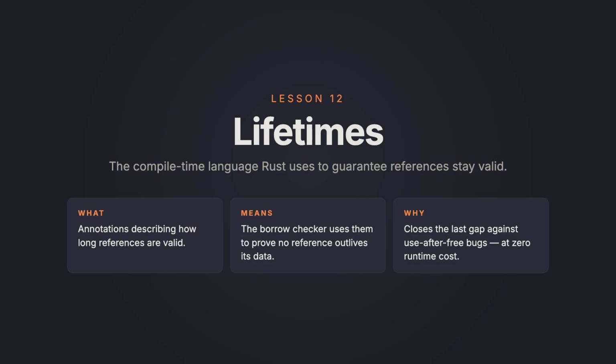Everything in this lesson is about building intuition. The syntax is small, a single apostrophe followed by a name, but the ideas behind it deserve patience. We'll walk through why lifetimes exist, what the annotations mean, when the compiler can infer them, and when it needs your help. By the end, you'll understand the piece of Rust that more programmers struggle with than any other.